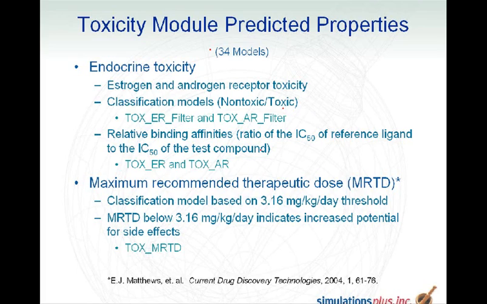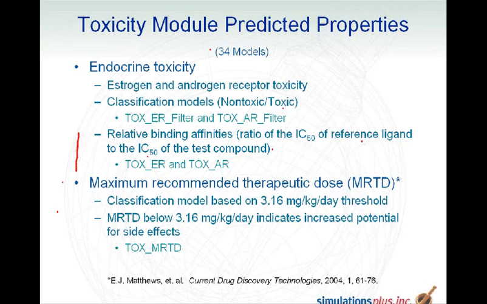If you end up predicting the compound to be toxic, then we have a quantitative model which predicts the relative binding affinity, which is a ratio of the IC50 of the reference ligand used for either one of the receptors relative to the IC50 of the test compound. So if it's a very potent compound, the IC50 of the test compound is going to be lower than the reference compound. So the higher this value, the more potent we bind to the receptor.